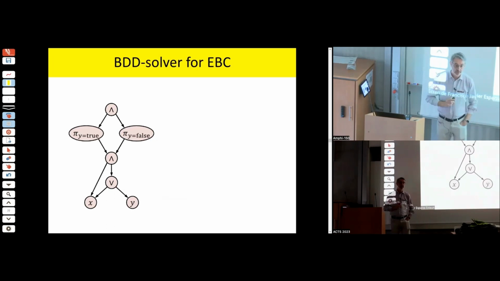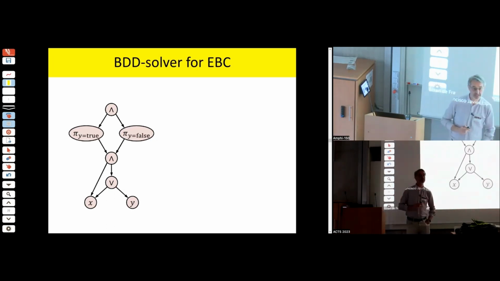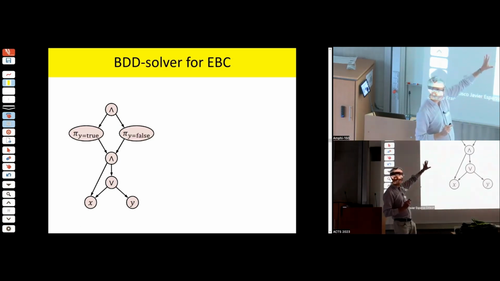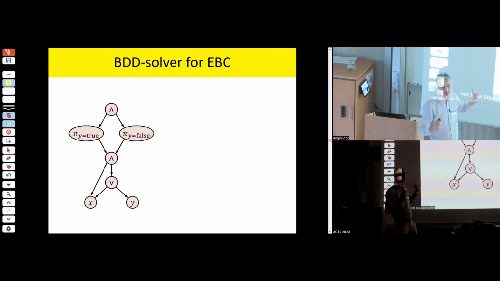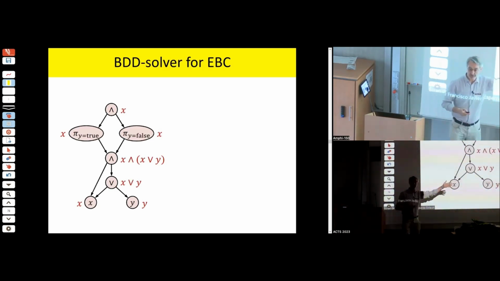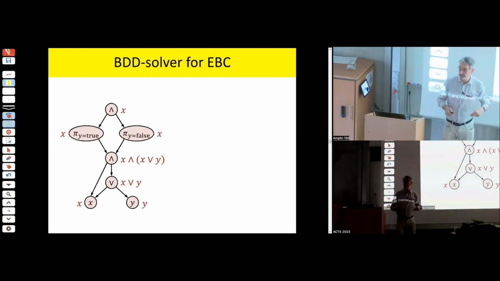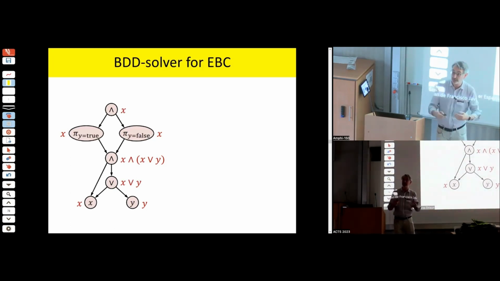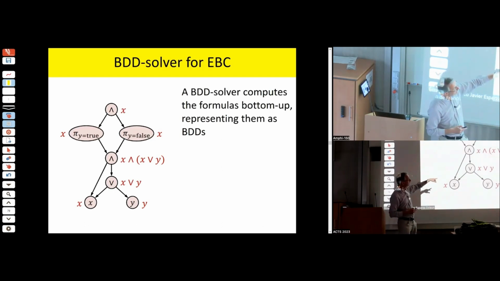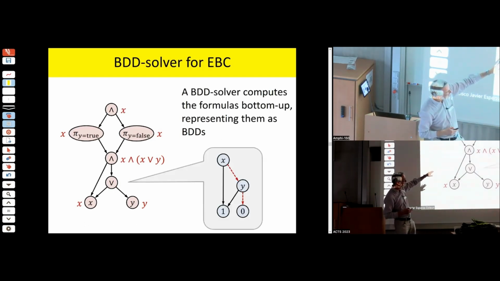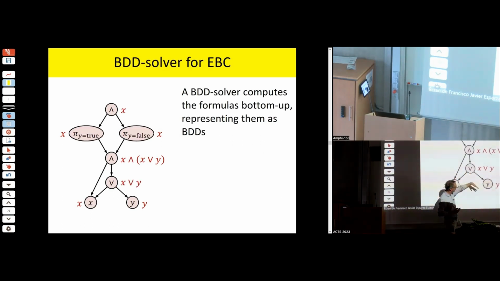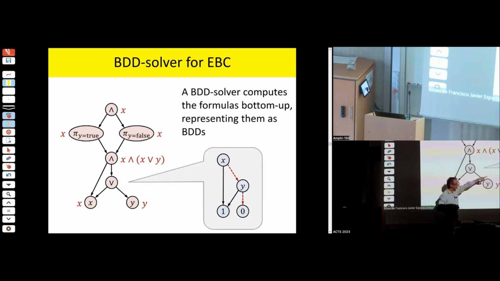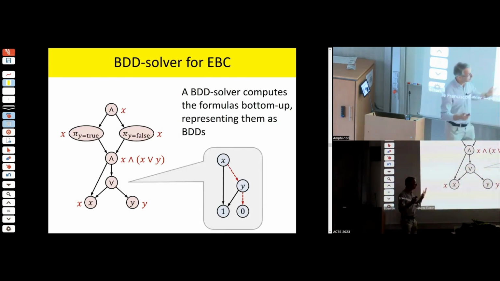How do you construct an interactive proof system based on BDDs? Well, the first thing is, how do you solve the problem of whether the formula is unsatisfiable or not using BDDs? Well, you start at the bottom and you construct the formulas bottom up, but instead of the formulas, what you construct is a BDD for the formula, right? So we represent the formulas as BDDs. For example, instead of constructing this formula here, the prover does not construct that formula, it constructs that BDD. And the prover moves up, right?